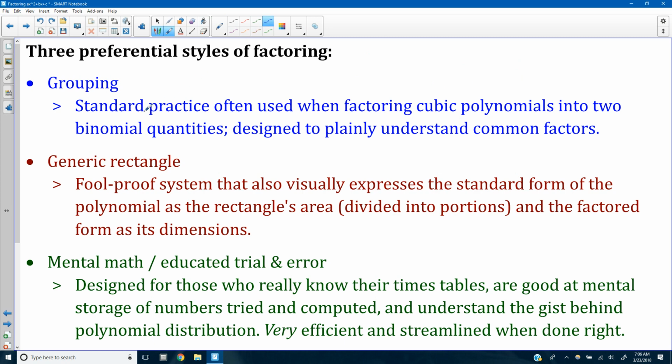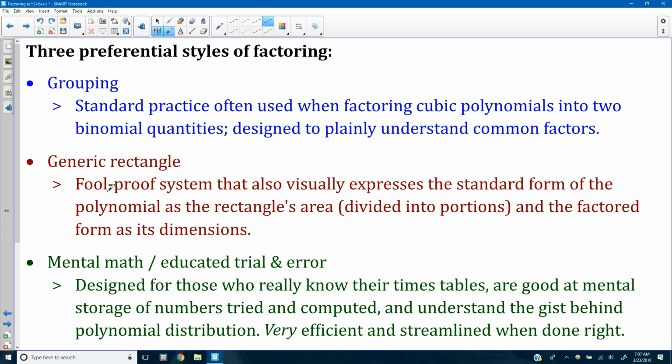So, case in point, you got to know how to do this. This is designed to plainly understand common factors. So when you're really looking for the GCF of some values here, it's used quite a bit, and really understanding how quantities factor out of each other. That's the first one I'm going to talk about today. Then we'll talk about the generic rectangle.